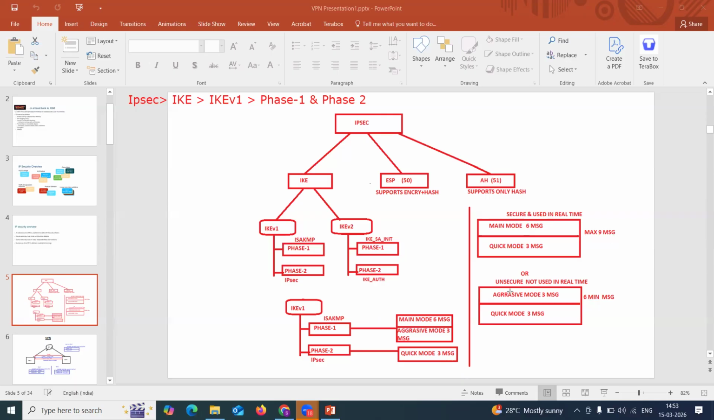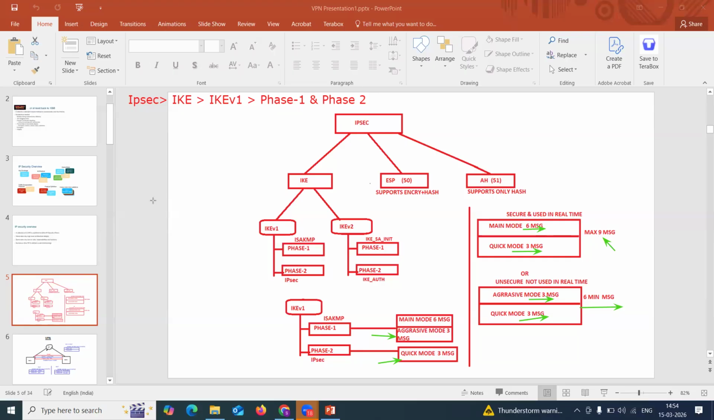But if I go with aggressive mode and quick mode, aggressive mode has 3 messages and quick mode has 3 messages, so a total of 6 messages are required to create a tunnel. To create a complete tunnel, it can be either 9 messages or 6 messages. 9 messages means main mode having 6 messages and quick mode having 3 messages. 6 messages means aggressive mode and quick mode, 3 plus 3 equals 6 messages.